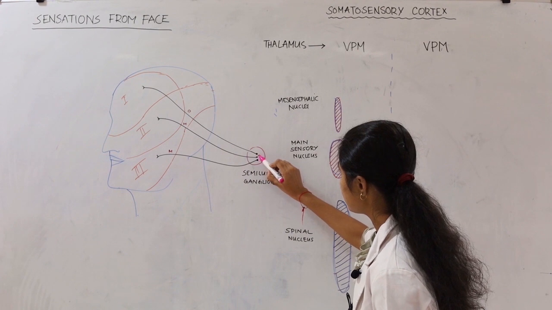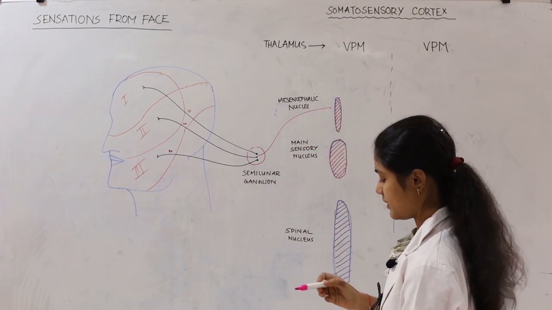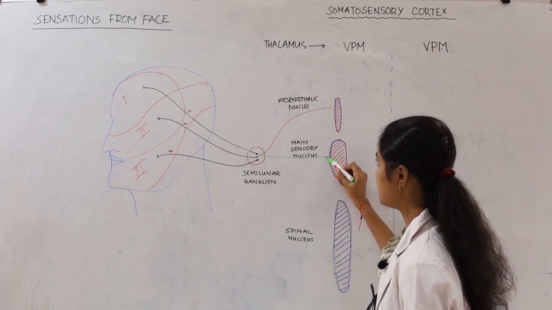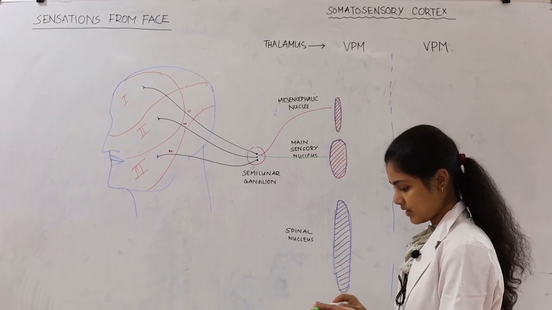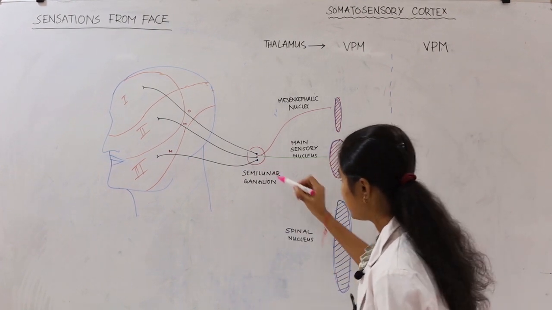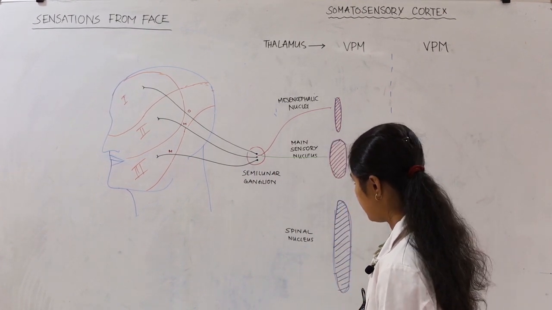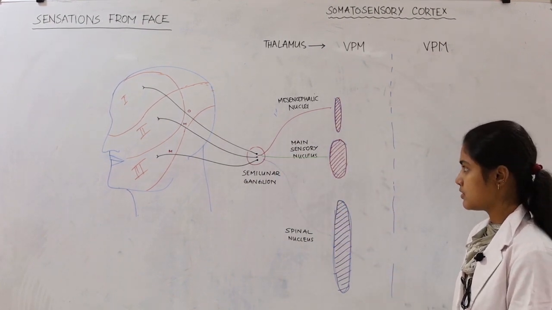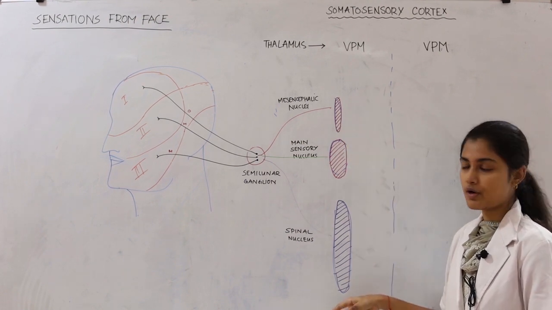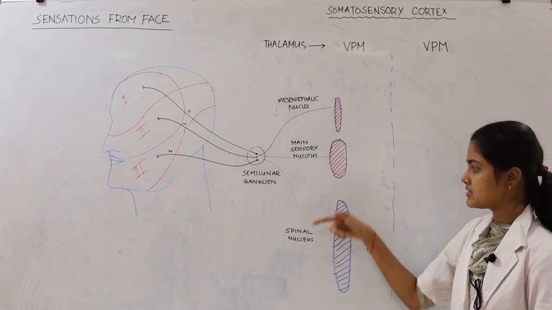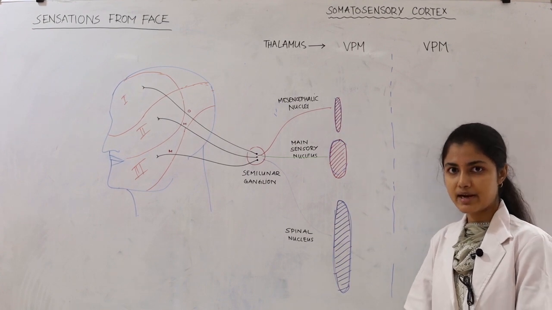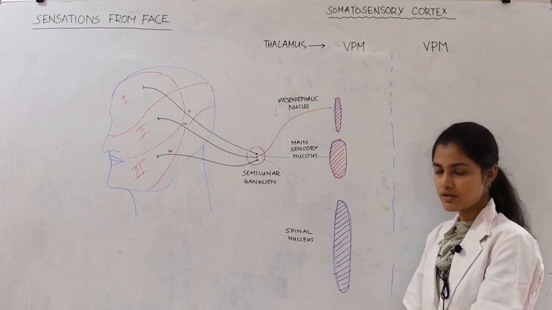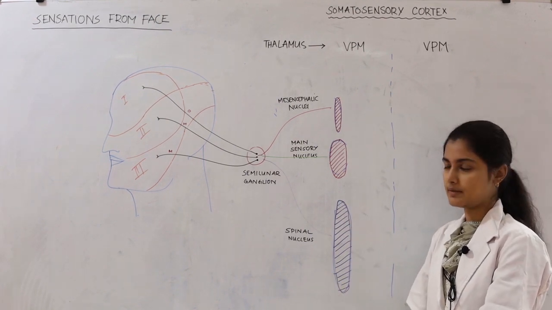The proprioception is carried to the mesencephalic nucleus, touch and pressure sensations are carried to the main sensory nucleus, and pain and temperature are carried to the spinal nucleus. So this forms the second order neuron. These nuclei are present in the brain stem: the mesencephalic nucleus in the midbrain, the main sensory nucleus in the pons, and the spinal nucleus in the medulla oblongata.